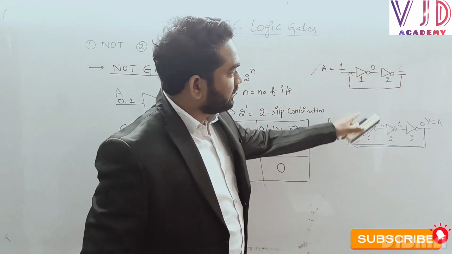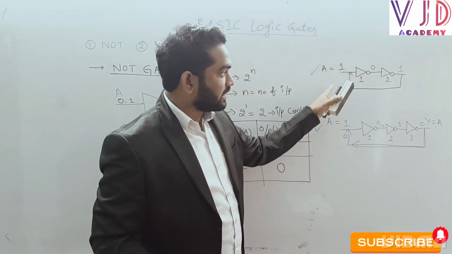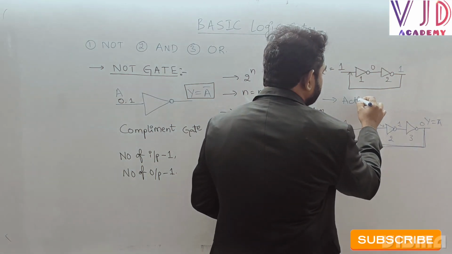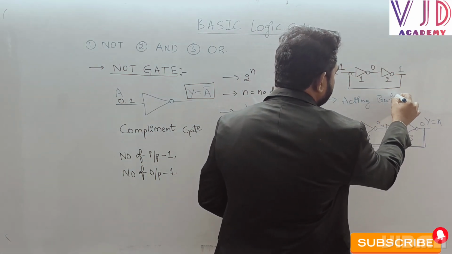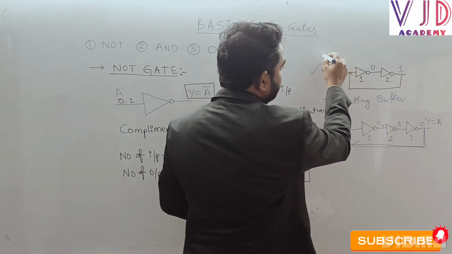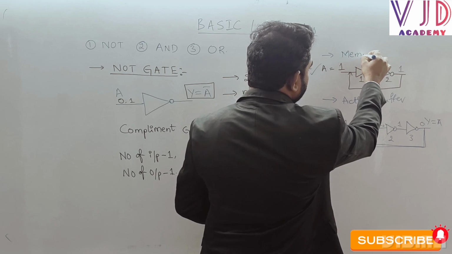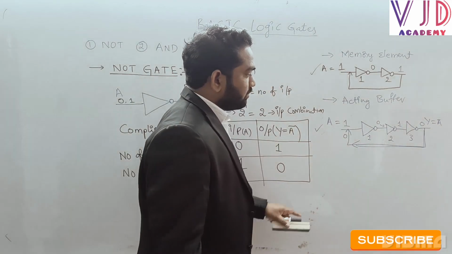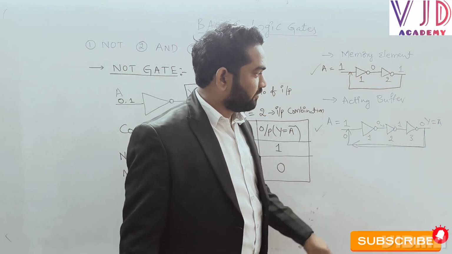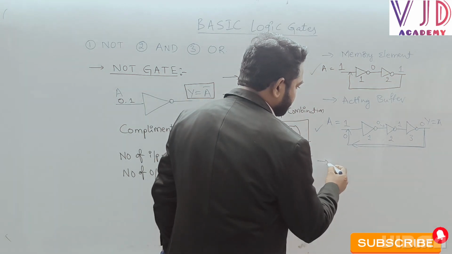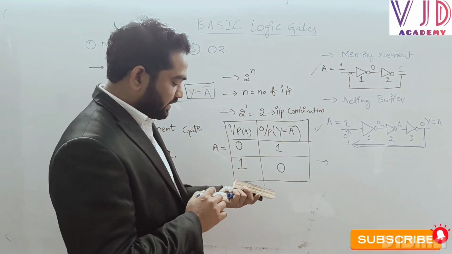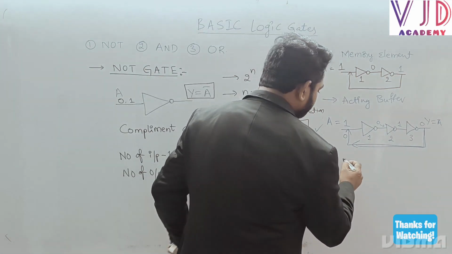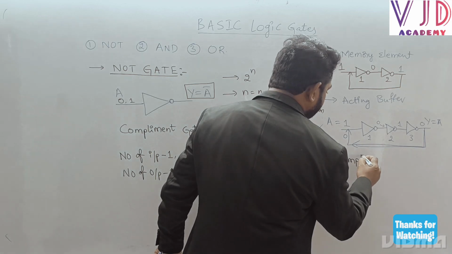The moment I connect an even number of NOT gates, the circuit acts as a buffer, or also a memory element. But coming to this case of an odd number of NOT gates, the circuit behaves in a different way. First, it can act as a complement circuit.